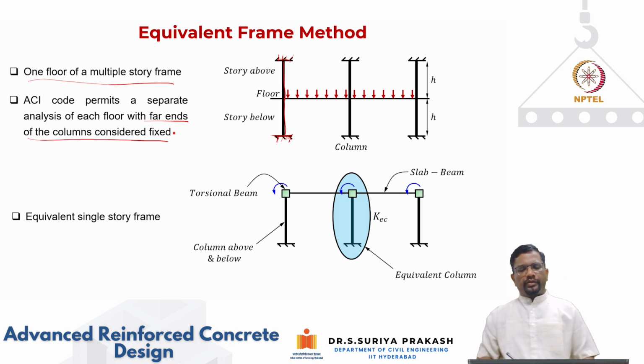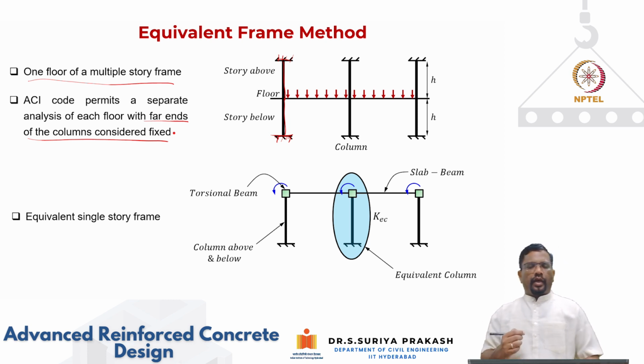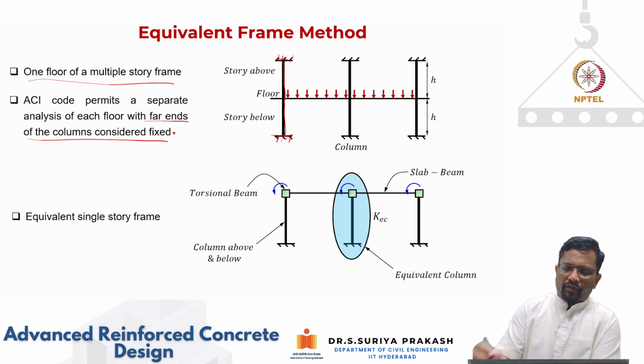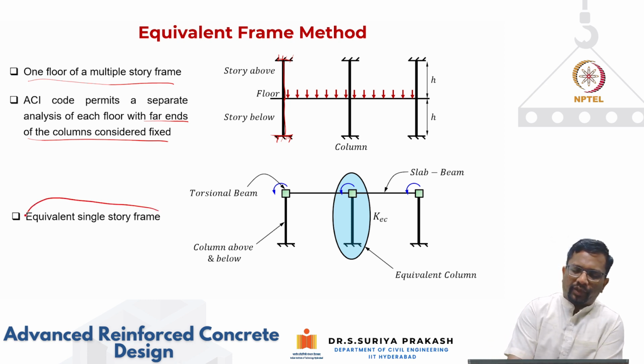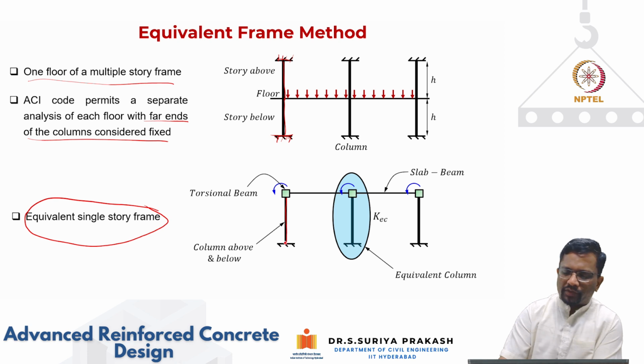Then what we do is we convert the column above and below into an equivalent column, right? And so we are going to convert this into now a single story frame so that it is easy for me to analyze. So how do we convert that? Now the column above and below can be represented as one element or one equivalent column.